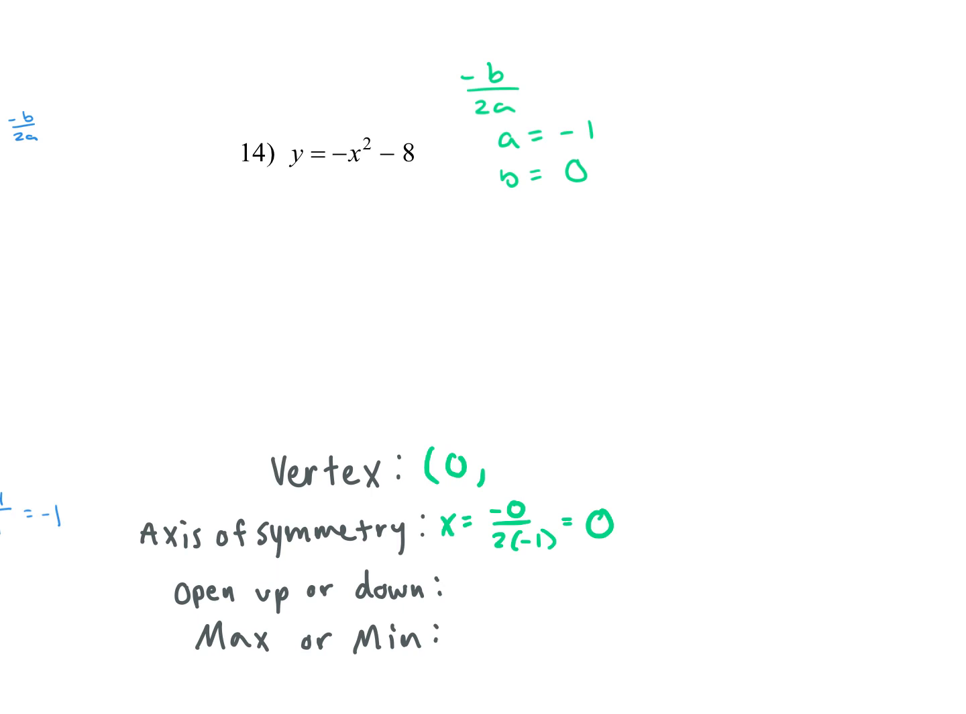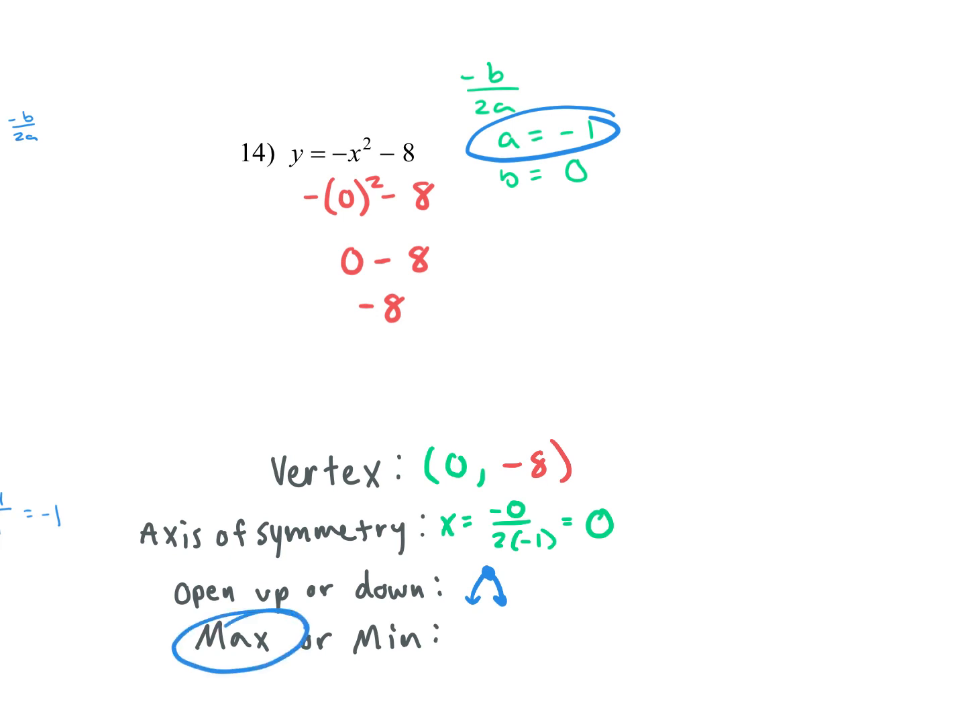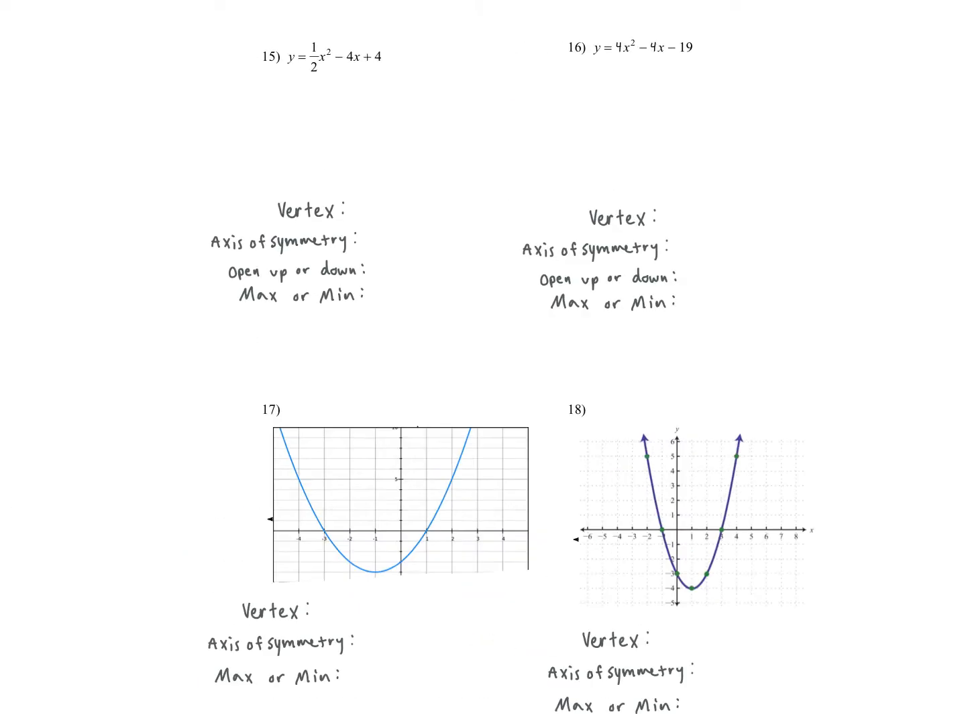How do I find the second number in my vertex? Plug in 0. So I have negative 0 squared minus 8. What's 0 squared? And negative 0 is just 0. 0 minus 8? Negative 8. So the second number in my vertex is negative 8. Does my graph open up or open down? It opens down because A is negative. So is my vertex at the maximum or minimum? It's at the max. And what's the maximum value? Negative 8.